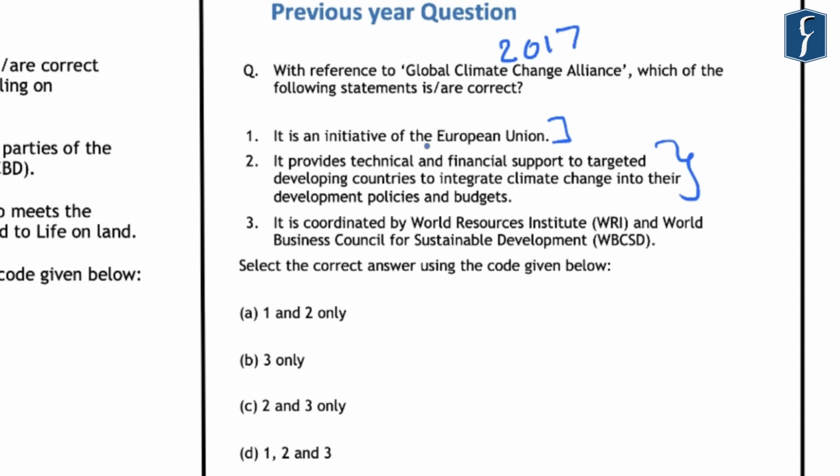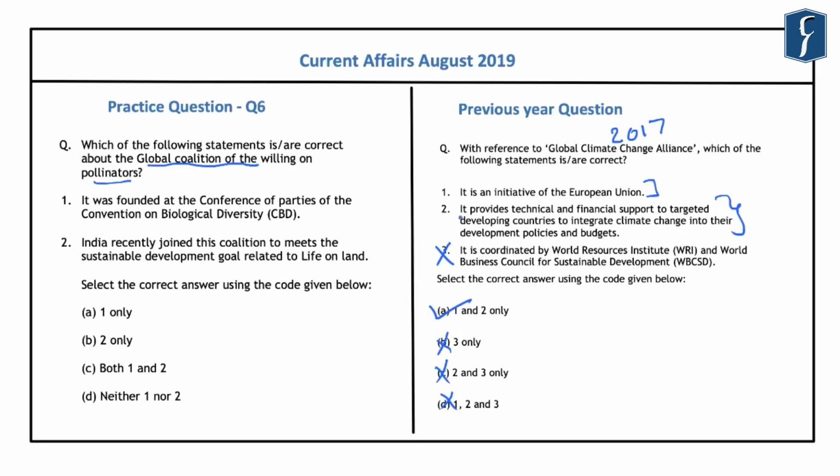However, in this question, if you knew that it is an initiative of the European Union and it is not coordinated by the World Resource Institute, etc., you could have easily eliminated the statement 3. And hence, by this, you can eliminate the options B, C and D. And hence, the statements 1 and 2 come out to be correct and A is the right answer of this question. So this was a climate change related initiative which was of global scale.